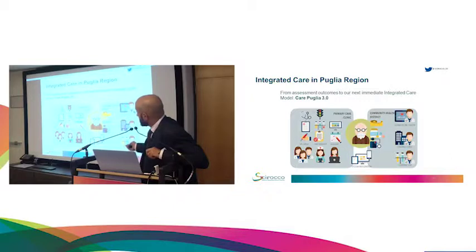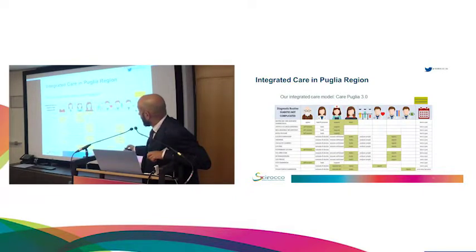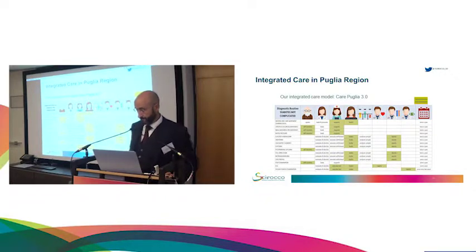I cannot describe these tools in detail, but I would like to show the pillars and the main features of our Care Puglia 3.0 for chronic conditions. Profiling, two organizational pillars, the primary care clinic at one end and the health community district at the other end. Strong engagement of the patient, GPs on the integrated care unit, and so on. And this is an example of a shared plan for uncomplicated diabetes. The green boxes are the tasks with telemedicine or teleassistance. That's all. Thank you.